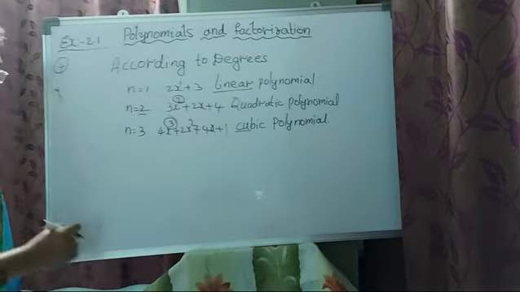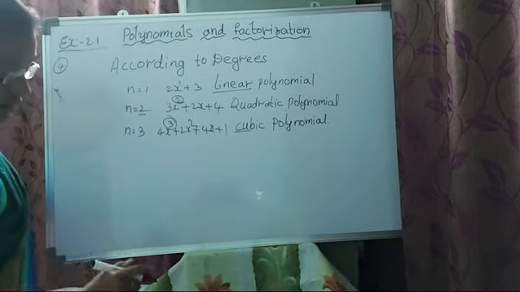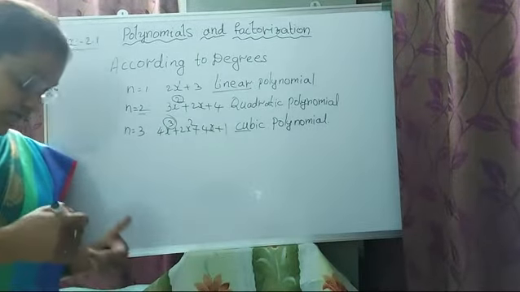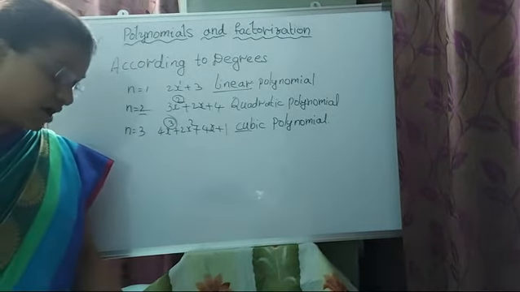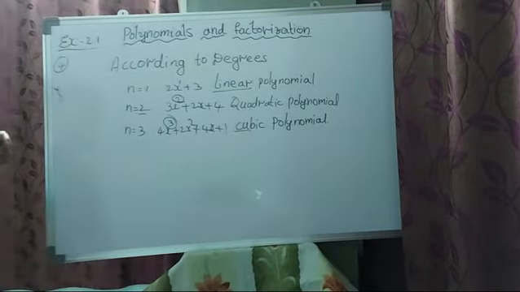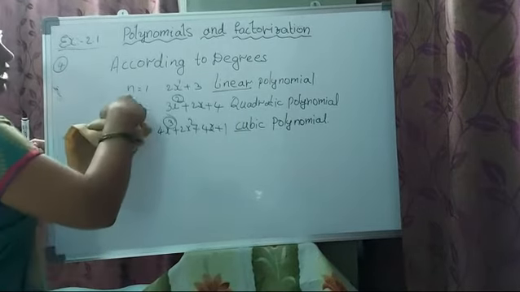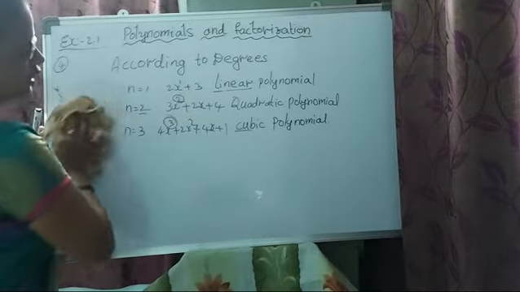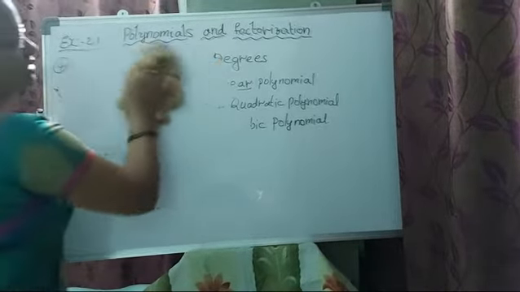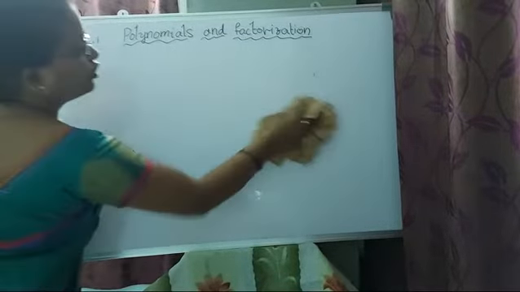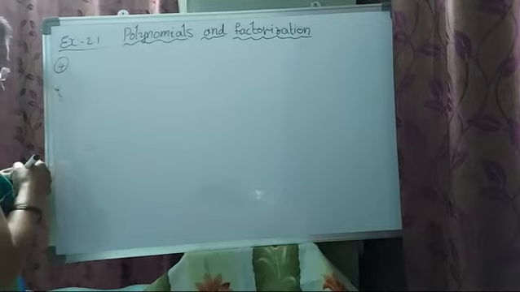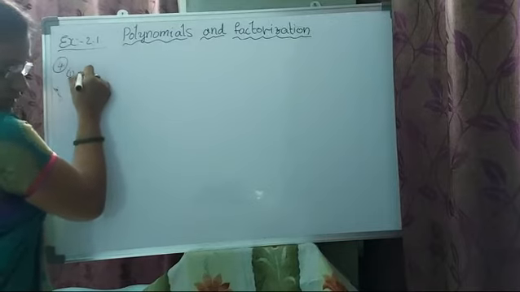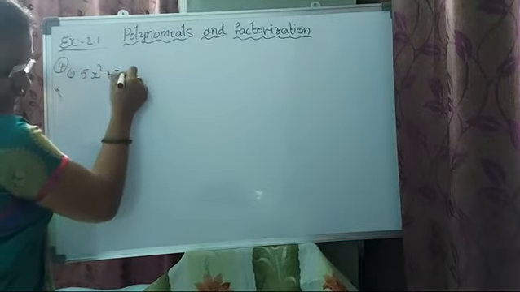Here, what he asked is to classify the given polynomials. You have to say whether each one is a linear, quadratic or cubic polynomial, that is, which category it belongs to. That is in exercise 2.1, question four. In that, the first one is 5x² + x − 7.